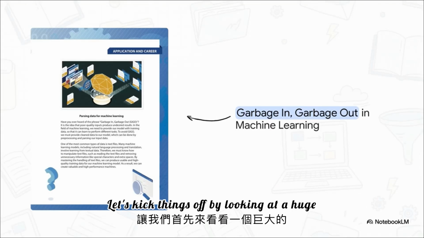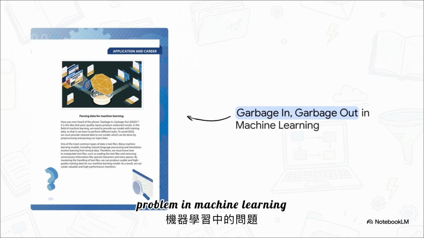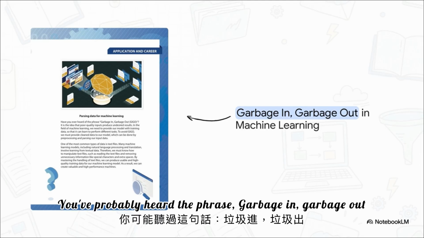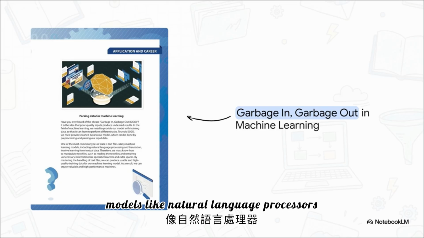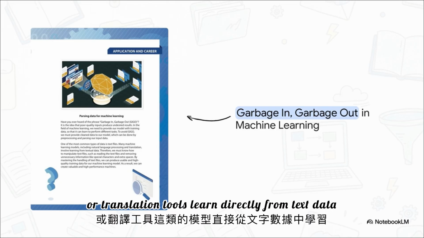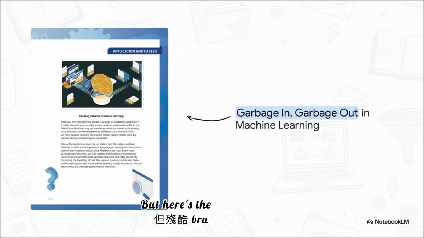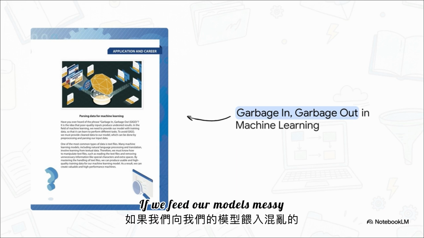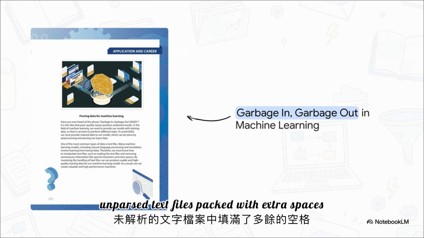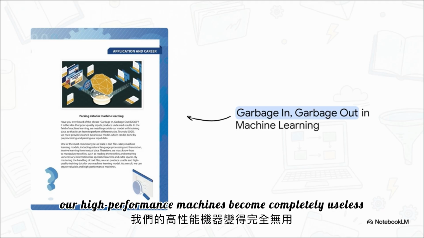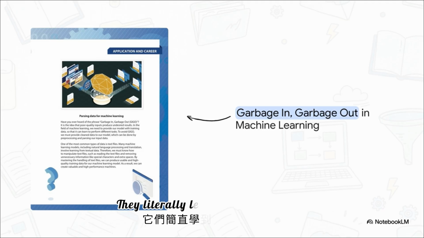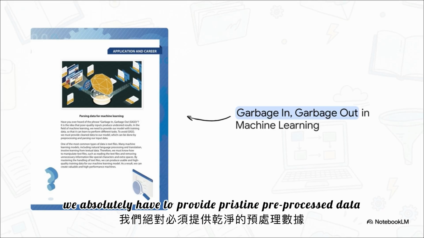Let's kick things off by looking at a huge problem in machine learning. You've probably heard the phrase garbage in, garbage out. In the ML world, models, like natural language processors or translation tools, learn directly from text data. But here's the harsh reality. If we feed our models messy, unparsed text files packed with extra spaces and weird special characters, our high-performance machines become completely useless. They literally learn the wrong things. So to avoid that nightmare, we absolutely have to provide pristine, pre-processed data.